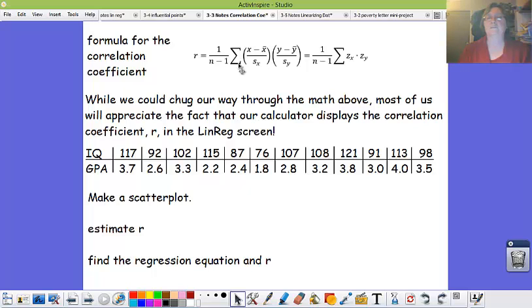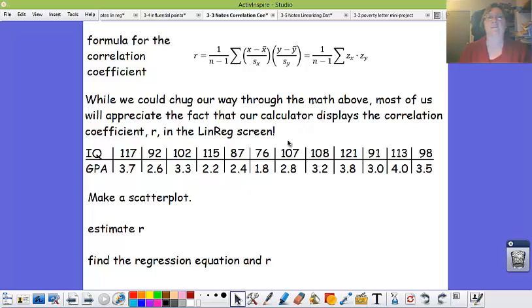The summation symbol we're familiar with, but as you take a look at these two parentheses, x minus x bar over s, folks, that's the z-score, right? That is the formula for the z-score. In this particular case, it's the z-score of all of the x values. That's multiplied by the z-score for all of the y values. That looks like nasty math, but when you break it down, it's really not so bad. However, most of us are going to appreciate that we don't have to do that every time.